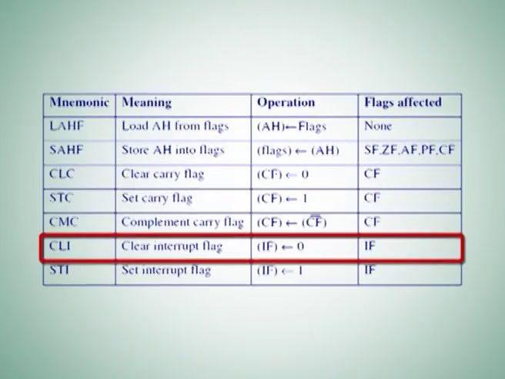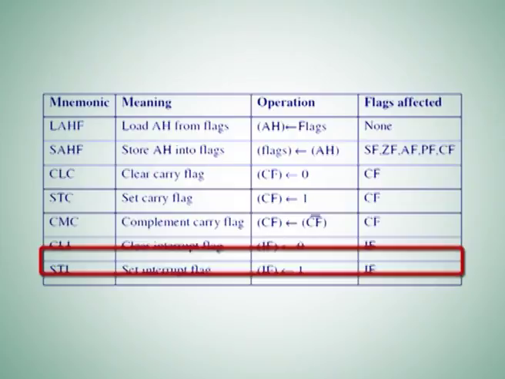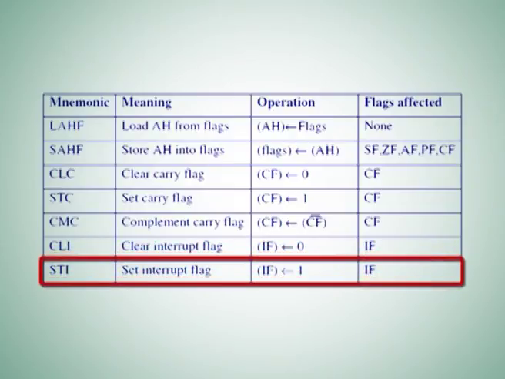The instruction clear interrupt flag, CLI, clears the interrupt flag. That means it sets the interrupt flag to 0. The instruction STI sets the interrupt flag to 1.